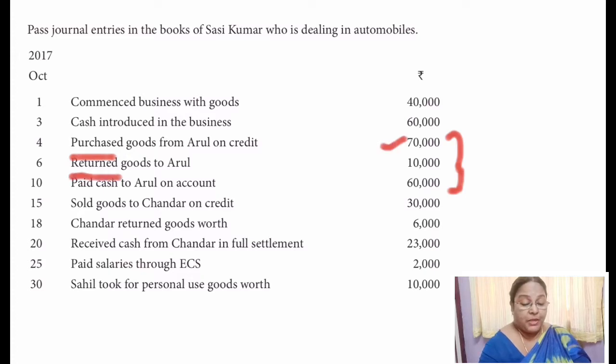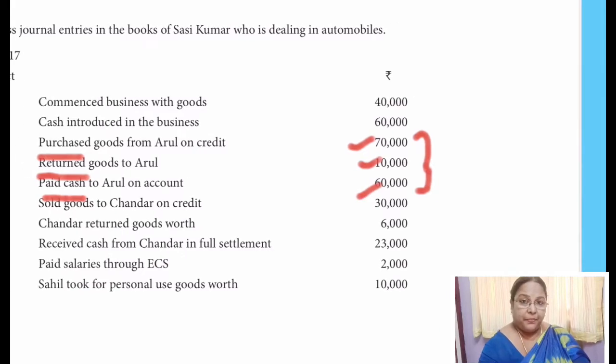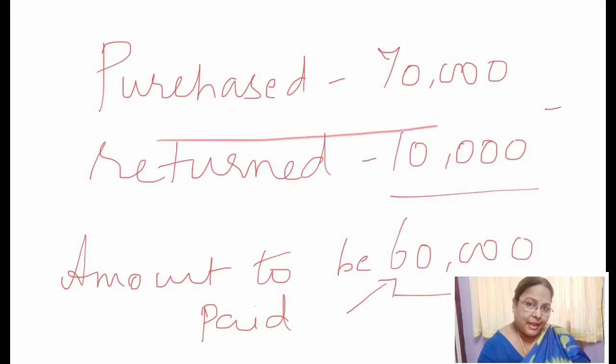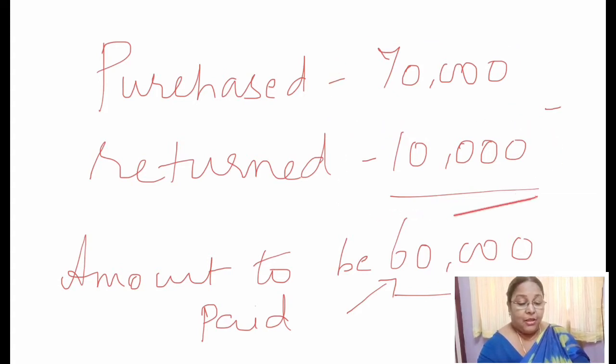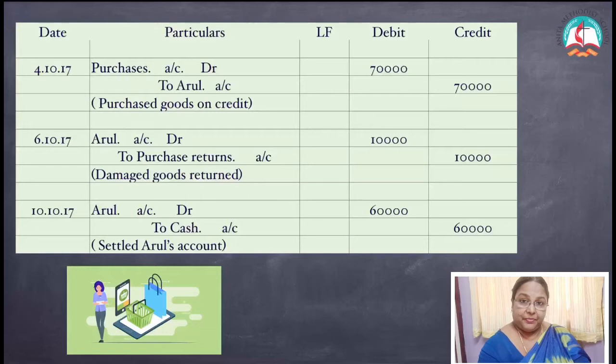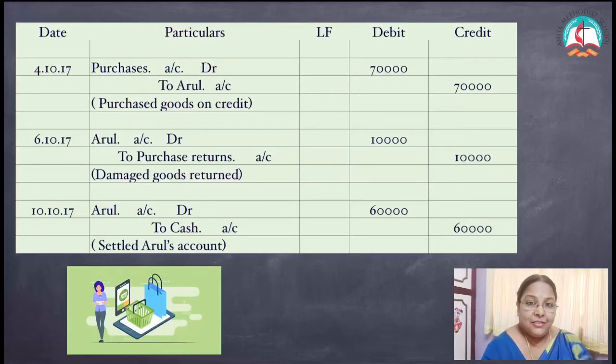So for how much are you purchasing from Arul? 70,000. Due to some reason, there was some damage. Returned goods to Arul 10,000. So 70 minus 10 is 60,000. Can you see? Purchase 70, returned 10. How will I find out the 60? 70 minus 10, 60,000. That is the amount to be paid to Arul. Clear? Now let's see the journal entry.